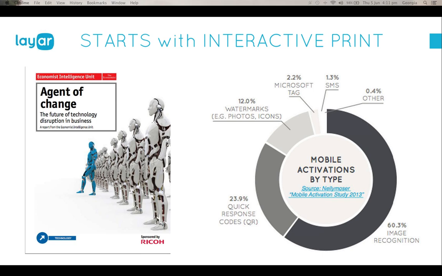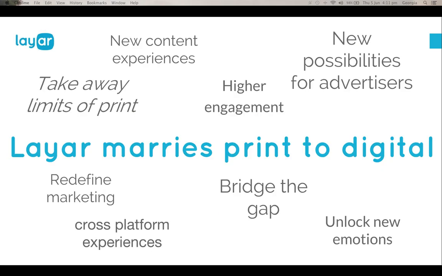And also, looking at the current trends, as you can see on the right-hand side, in terms of print to mobile activators, image recognition, which basically is the underlying technology at the core of interactive print, is the largest print to mobile activator in 2013. It's even higher than QR codes. So if anything, that should be quite encouraging for you to try it out and see how it actually works in advertising.